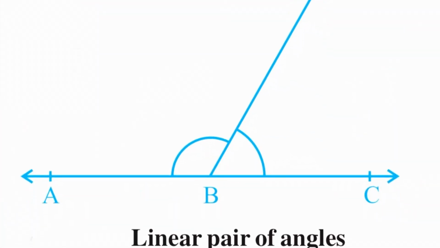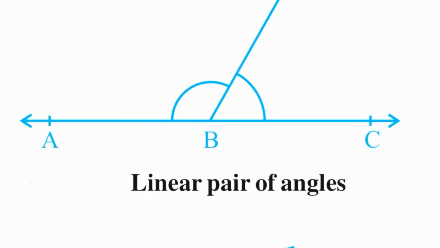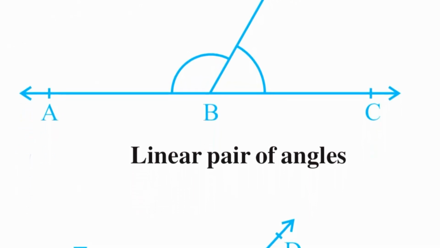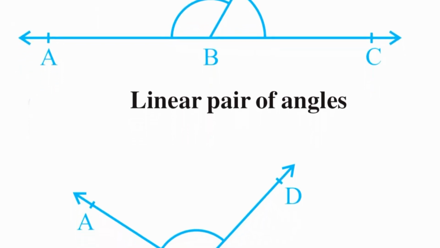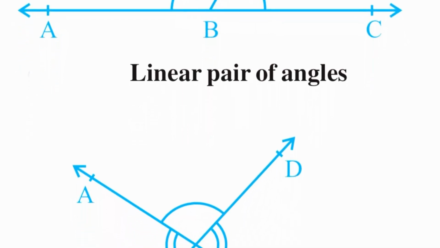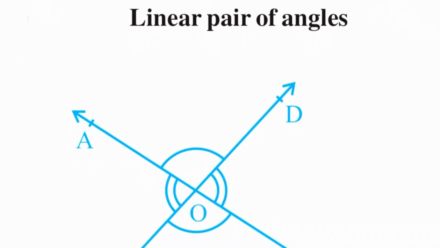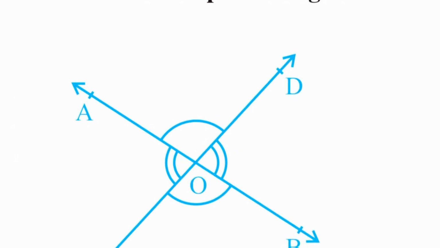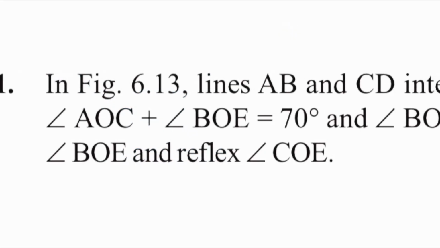Now let's start solving the exercise questions of exercise 6.1. Please note that as we are applying the properties of linear pair of angles and vertical opposite angles to solve these questions, you may find the same questions solved in different ways. But do not worry, as long as you apply the properties correctly, this is fine. Now let's solve the first question.